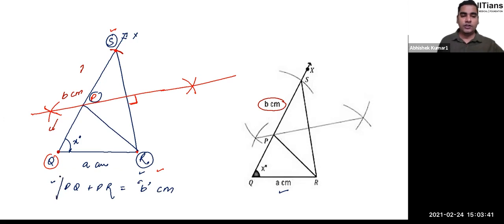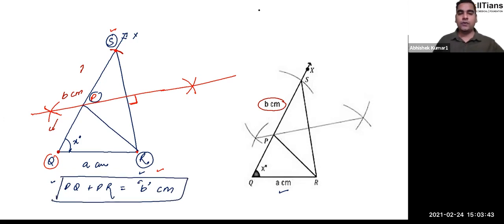That's exactly what you need to do whenever you are provided the base, one of the base angles, and the sum of the other two sides of the triangle. These are the steps that you need to follow as far as the construction of the triangle is concerned. I hope it is very clear to all of you. Please go through it. Ask me if you have any query in it.